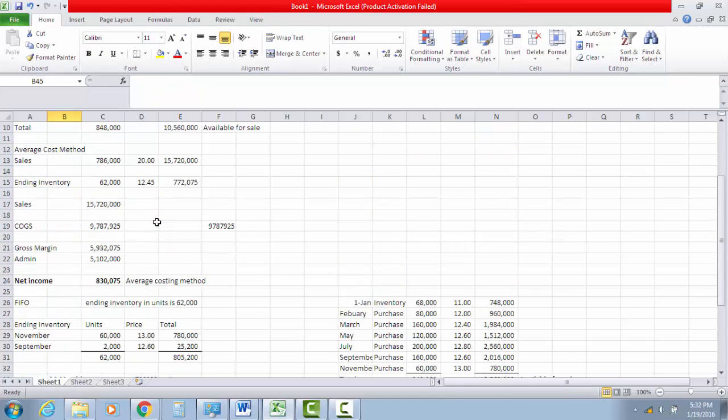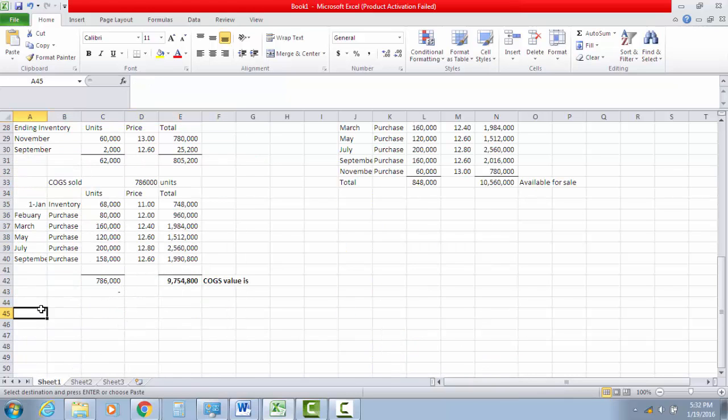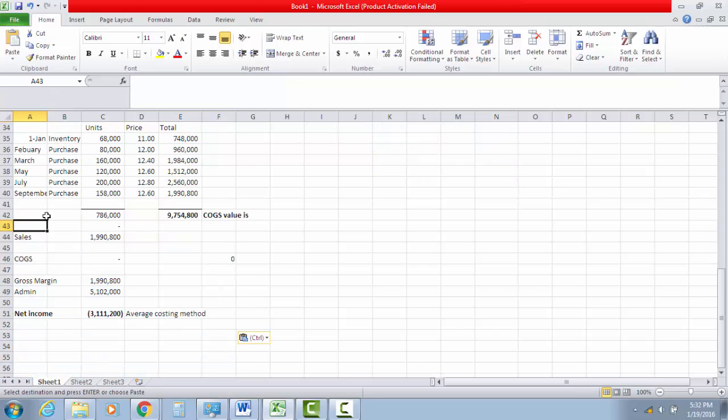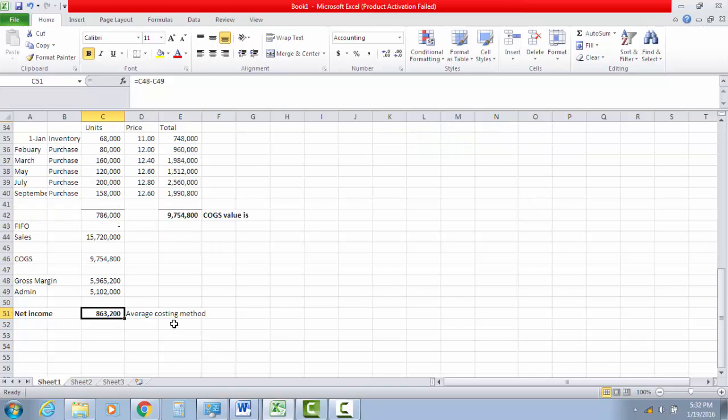So if I take a look at above, and again, I already did the calculation, so we're just going to copy above, and then format it to how we want it. So in FIFO, and I'm just going to put FIFO above it again, you have sales of 15,720,000. Your cost of goods sold we solved for above. You have a gross margin of 5.96. You have your admin, so your net income before taxes and such is 863,200 in the FIFO method.